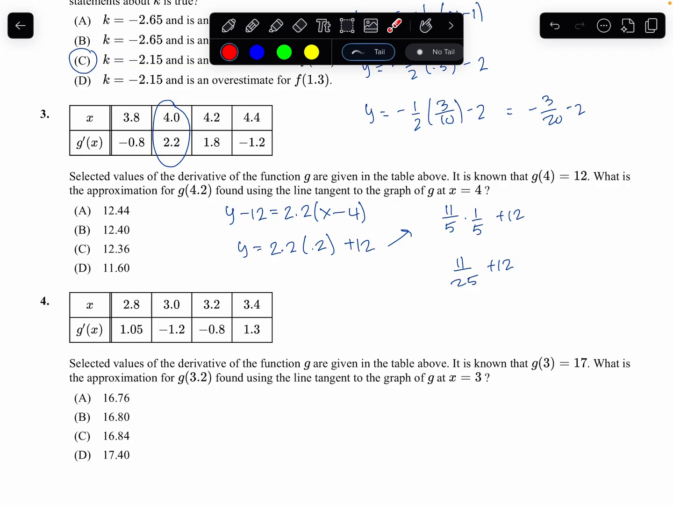Let me just pull out the old calculator. So 11 divided by 25 is 0.44. So this becomes 12.44. That's going to be A.